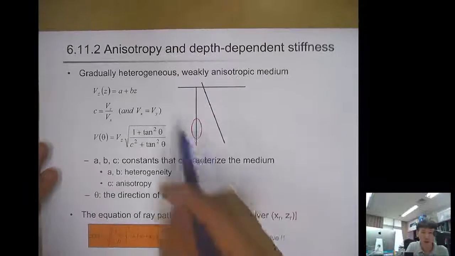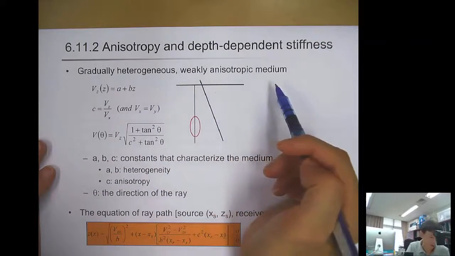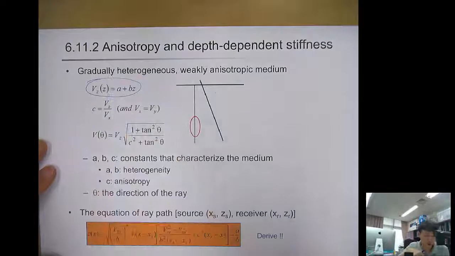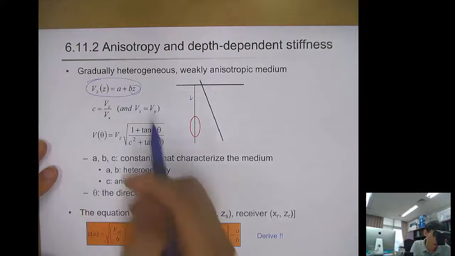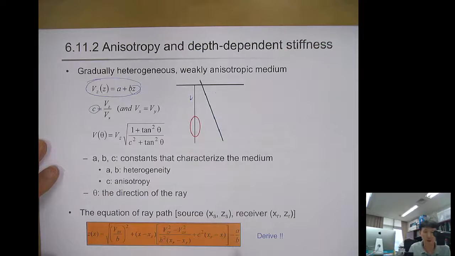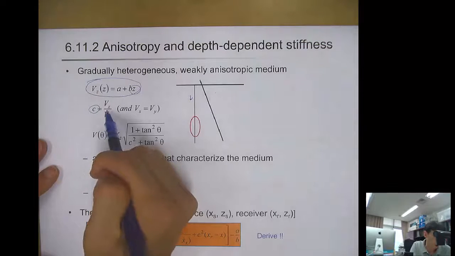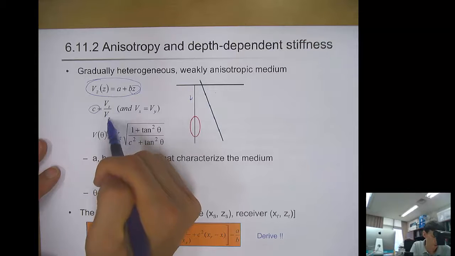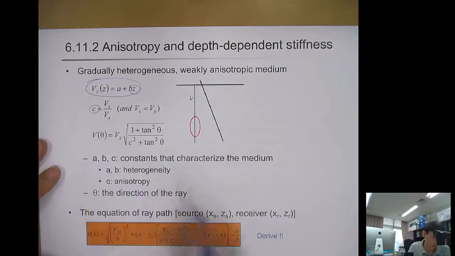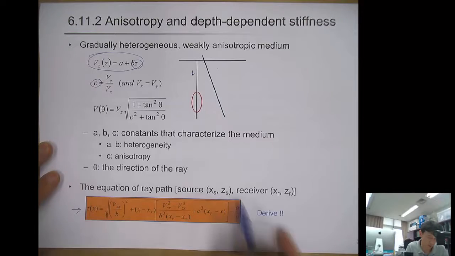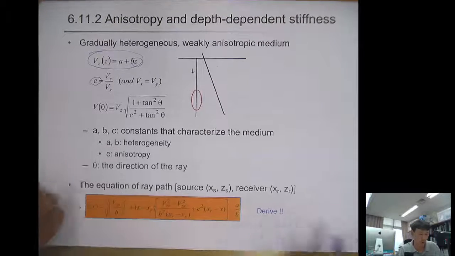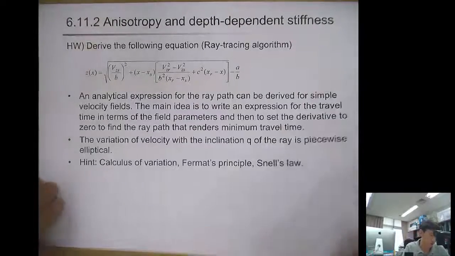So in a gradually heterogeneous weakly anisotropic medium, let's say that the velocity in the z direction increases with depth, and c is the coefficient indicating the ratio between the vertical direction velocity over the horizontal direction velocity, and v theta is the velocity at a certain incident angle theta. Then the equation of the ray path can be derived as shown in this box. Actually, you can derive it. This is the homework.